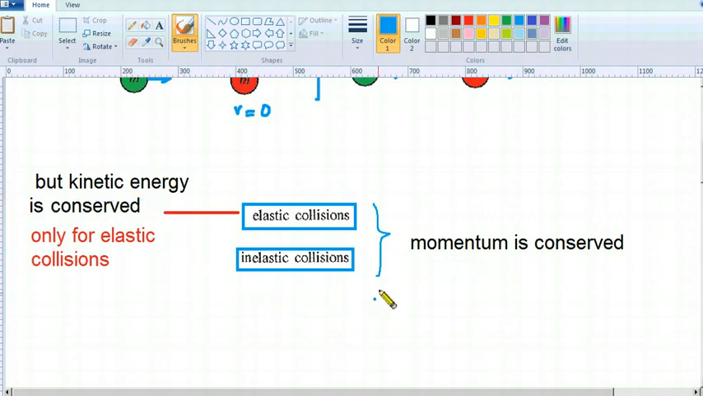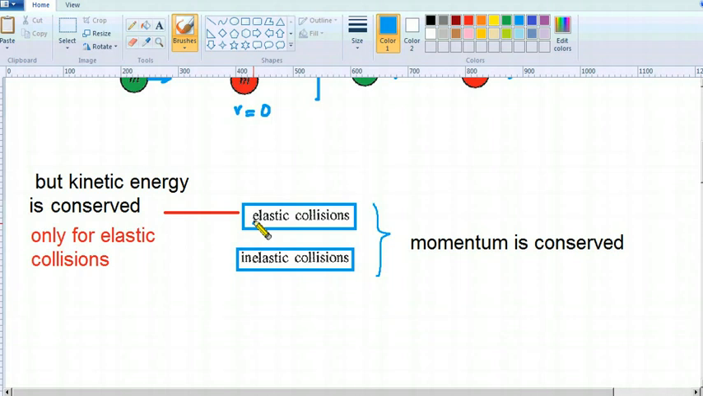The conservation of momentum can be applied to both types of collisions, either elastic or inelastic. We can use conservation of momentum for both, but the conservation of kinetic energy can be used only for elastic collisions.